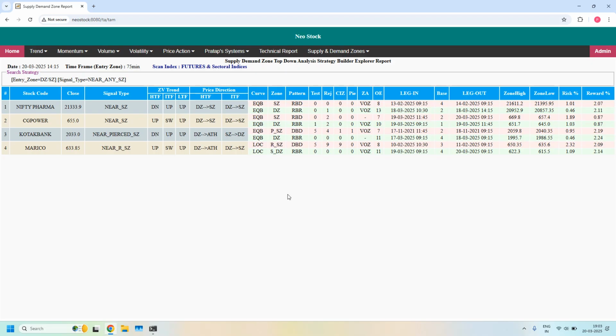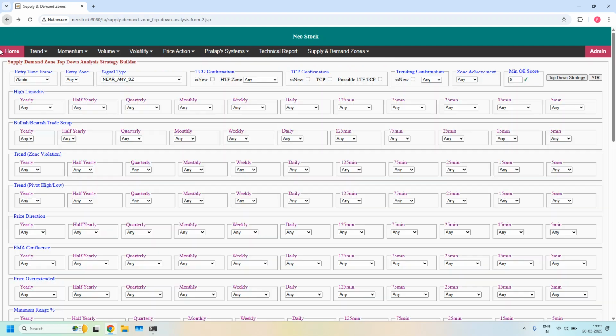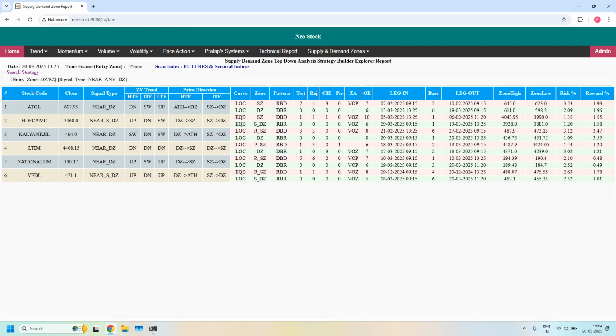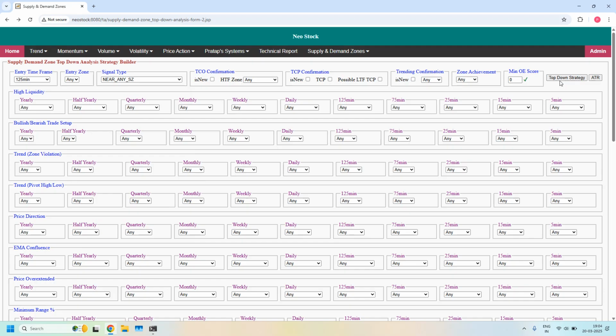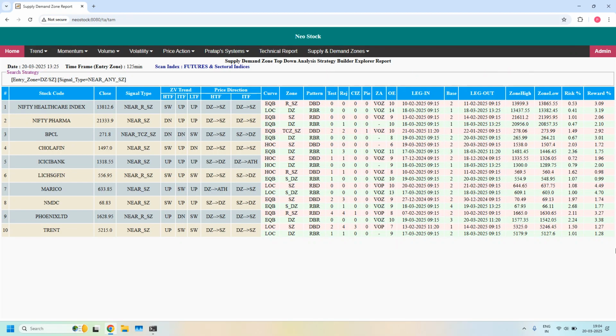Okay, these are the high liquidity zones we identified from the daily and 75 minutes time frame. I will also generate stocks near the 125 minutes time frame, some of you are using. For the 125 minutes time frame, stocks near the 125 minutes demand zone, we got 6 stocks. Next, 125 minutes time frame, stocks near 125 minutes supply zones, we got 10 stocks. So this is about the 125 minutes time frame.